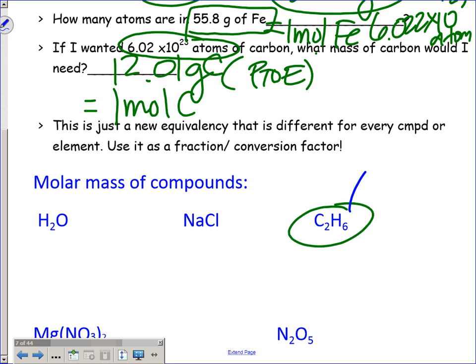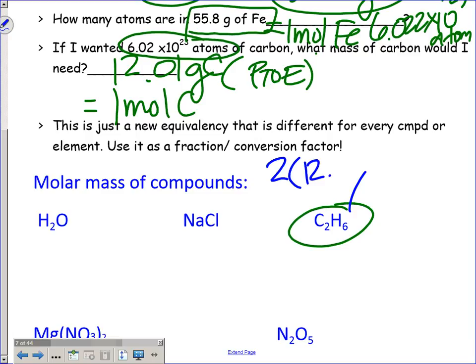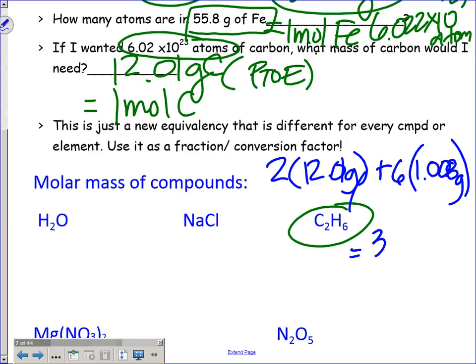So what you're doing here is there are 2 carbons. So you're saying 2 times what? 12.01 grams, plus 6 times hydrogen's mass, which is 1.008. So 2 times 12.01 is 24.02, plus that is 30.068. Yes, okay.